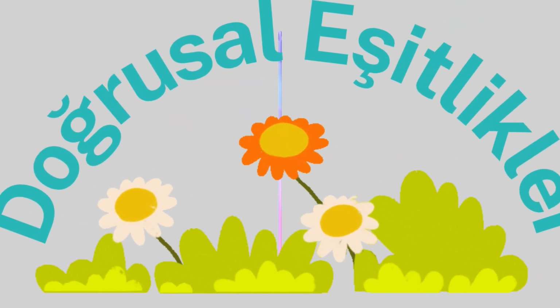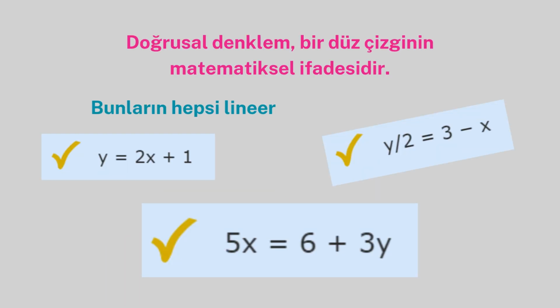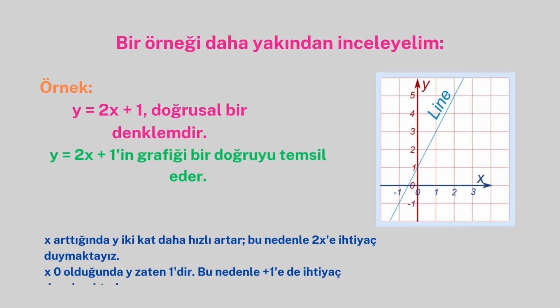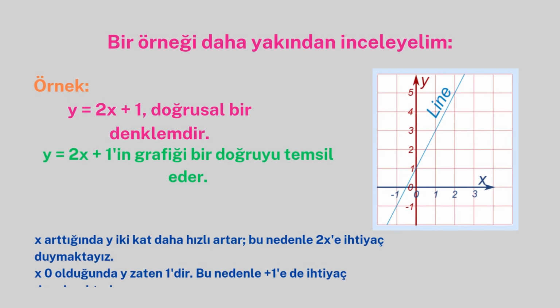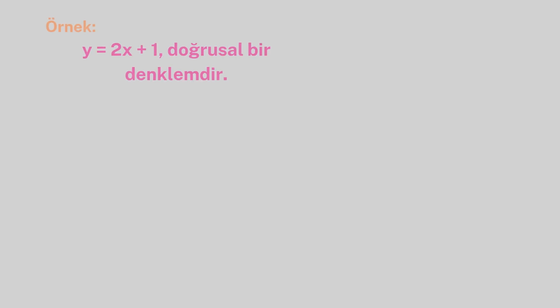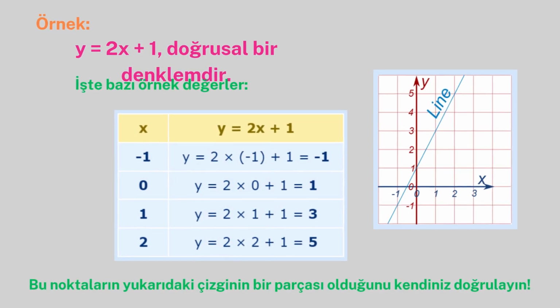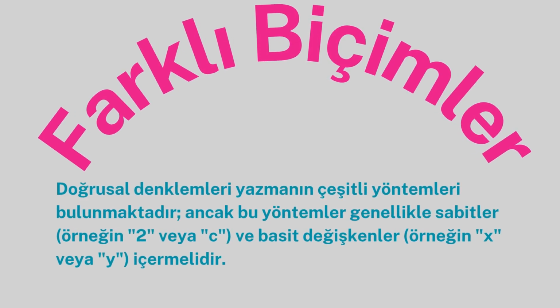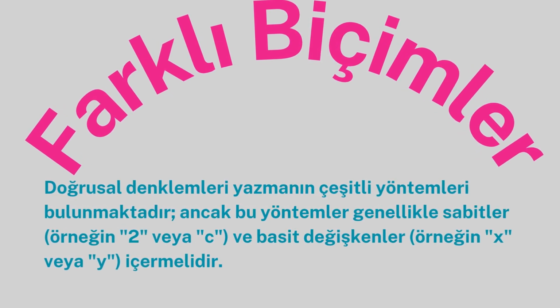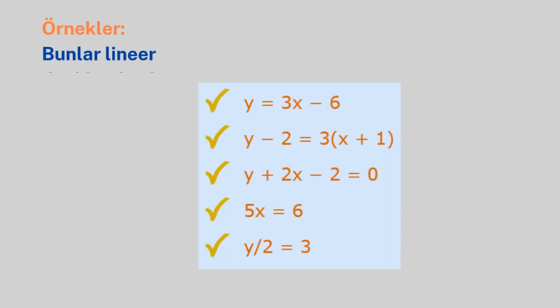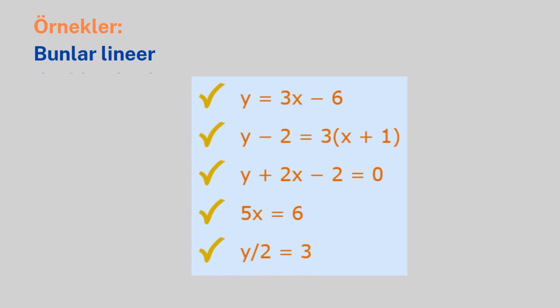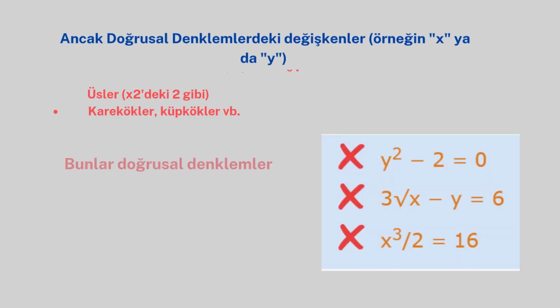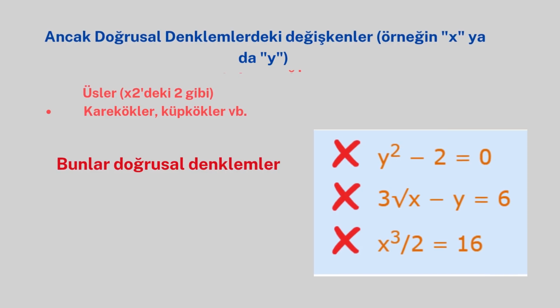Linear equations. A linear equation is an equation for a straight line. Let us look more closely at one example. Example: y = 2x + 1 is a linear equation. The graph of y = 2x + 1 is a straight line. Different forms. There are many ways of writing linear equations, but they usually have constants like 2 or c, and must have simple variables like x or y. Examples: these are linear equations.